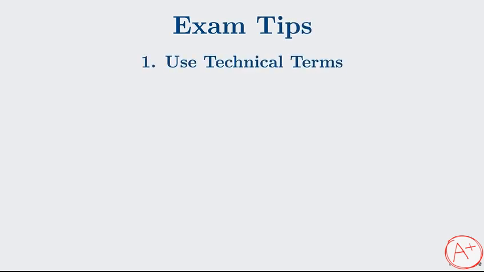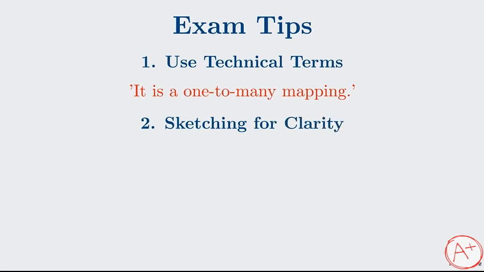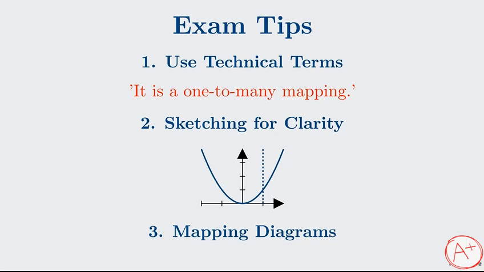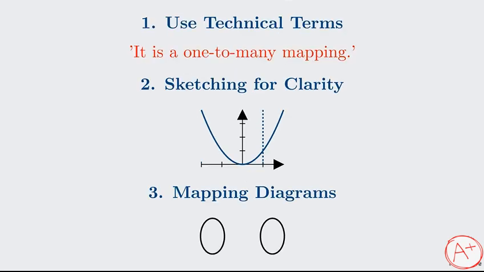Here are some top tips for your Cambridge examination. First, use technical terms. When explaining why a relation is not a function, use the specific phrase, "It is a one-to-many mapping." Examiners look for this exact terminology in mark schemes. Second, sketch for clarity. If you are unsure about an algebraic relation, draw a quick sketch. Visualizing the curve makes the vertical line test much easier to apply and helps prevent silly mistakes. Third, use mapping diagrams. For discrete sets, draw a mapping diagram with arrows. This makes it instantly clear if any element in the domain has more than one arrow coming out of it.